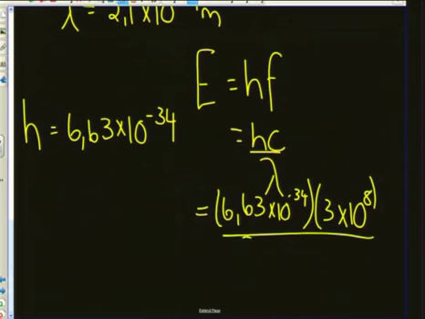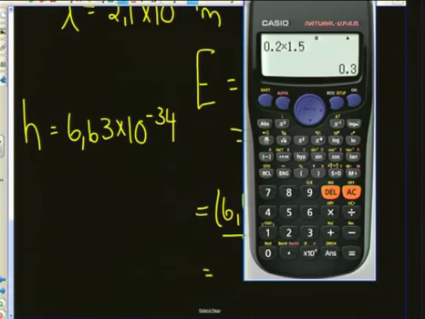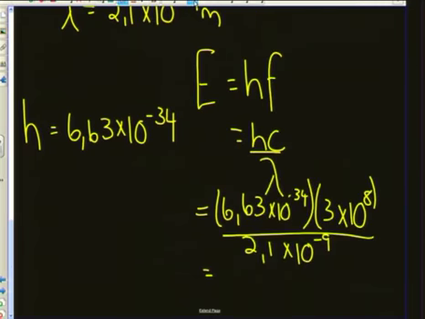Okay, and the wavelength was 2.1 times 10 to the minus 9. So when we put it on our calculator, 6.63 to the minus 34 times 3 to the 8, we're going to give an equals, divided by 2.1 times 10 to the minus 9. And we get 9.47 times 10 to the minus 17.